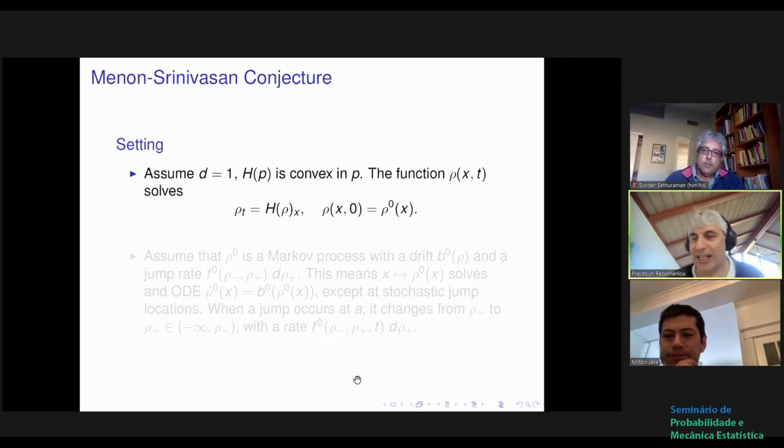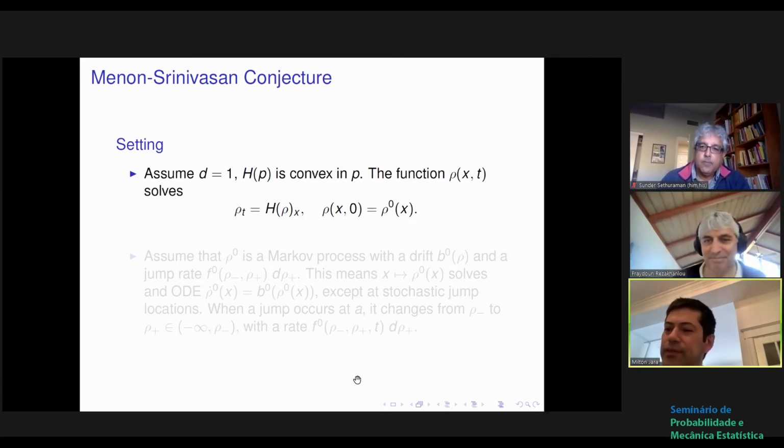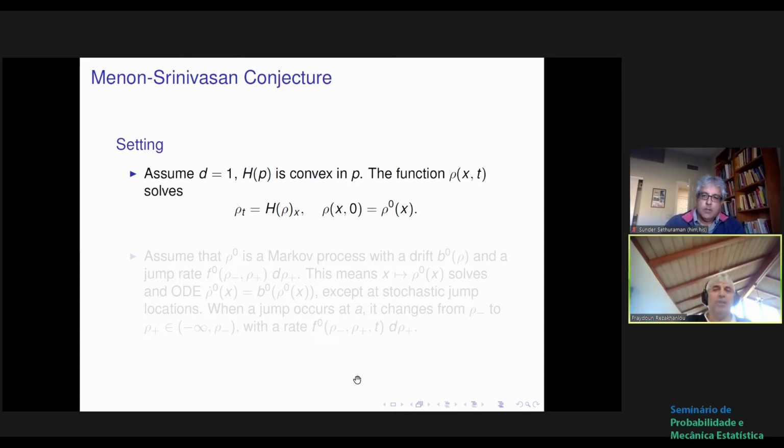So first, as a warm-up, I want to look at this very simple scenario. But again, remarkably, many of the things you see for the KPZ equation are already present here. Okay, so let me continue.